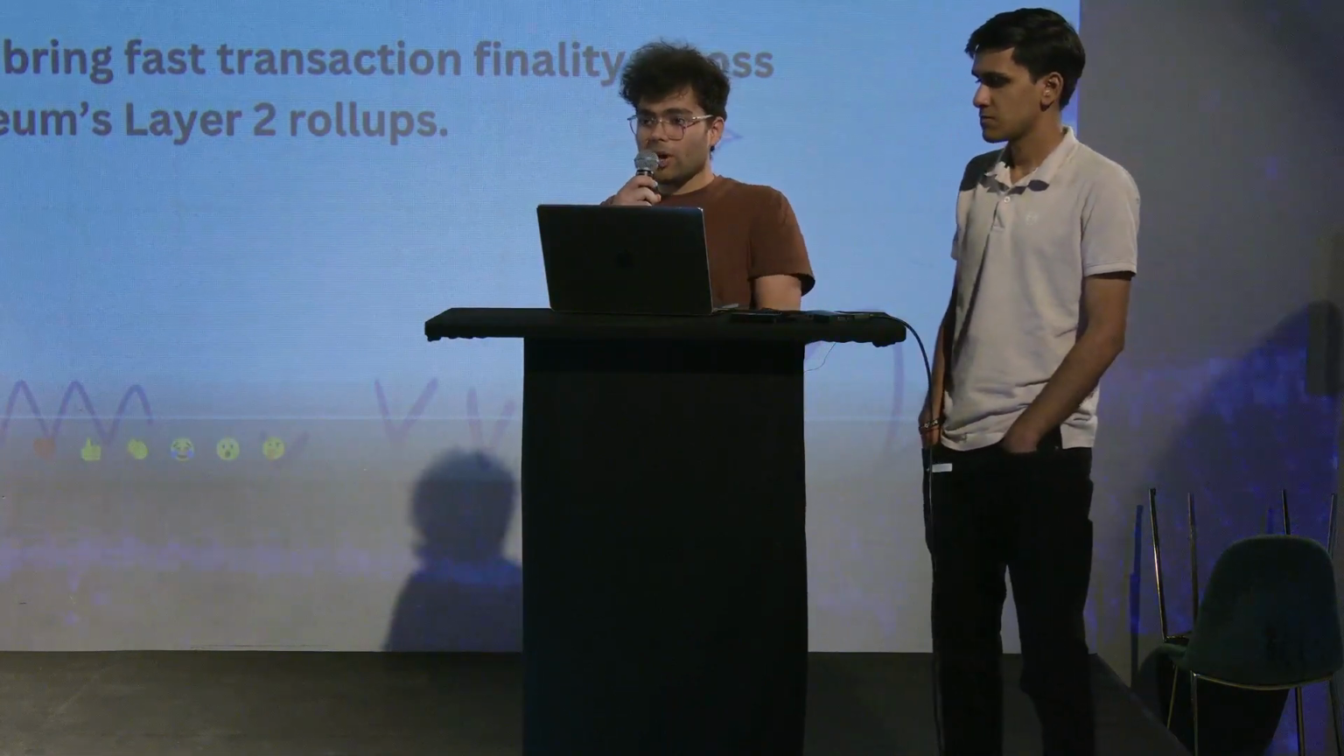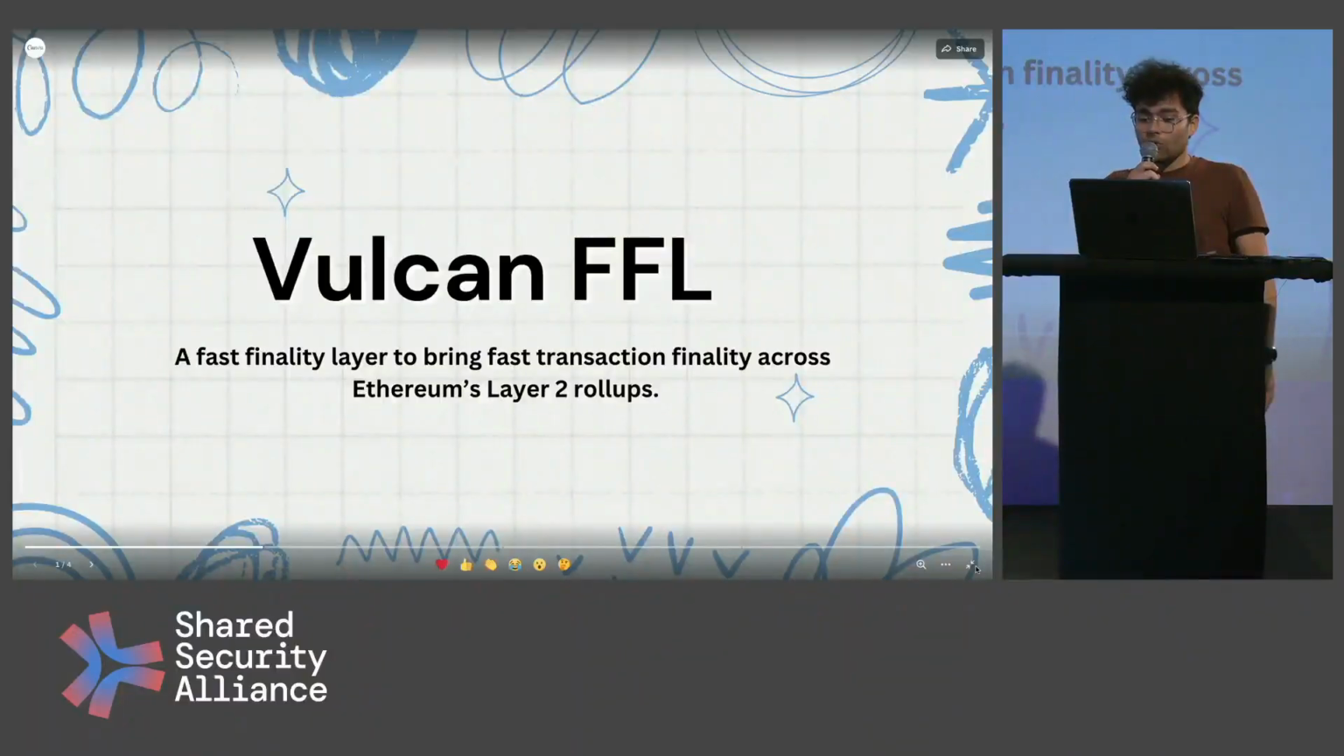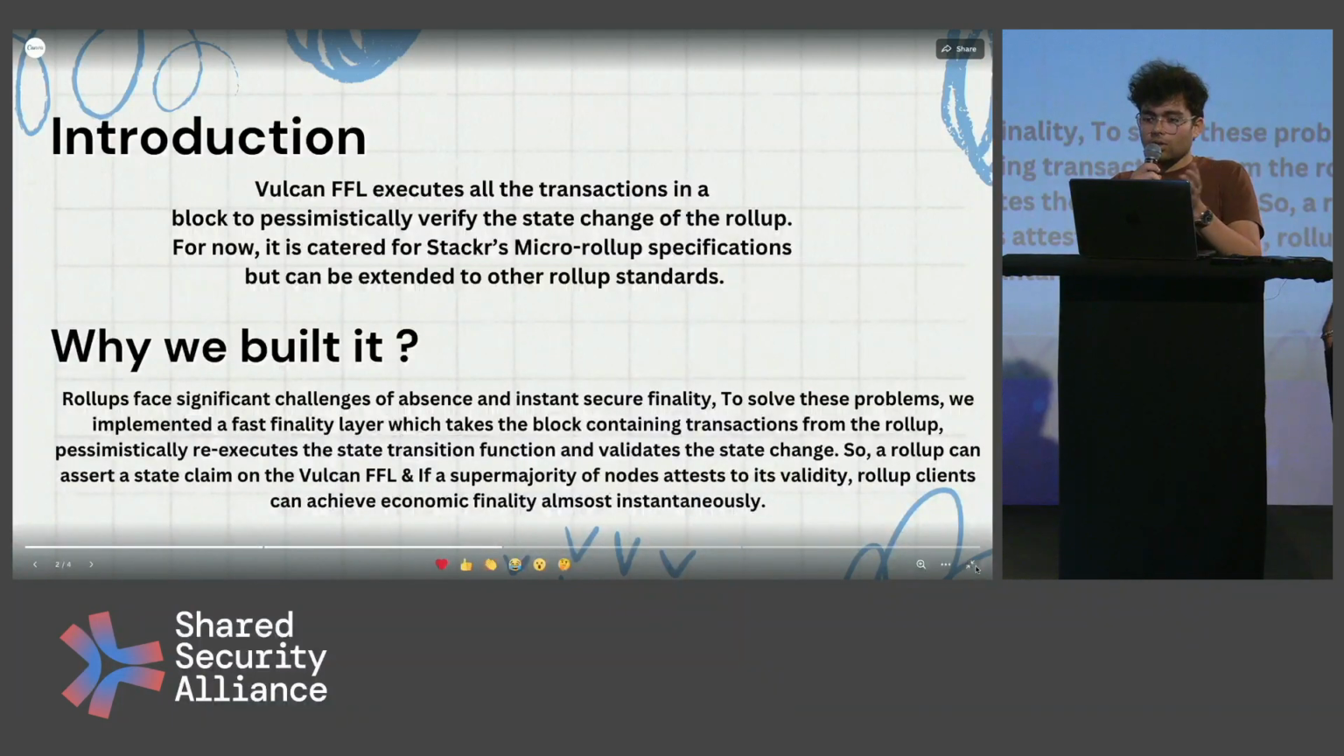During the past 2 days, during the weekend, we built Vulcan fast finality layer. It's a fast finality layer to bring fast transition finalities across Ethereum layer 2 rollups. So let's look at what it is.